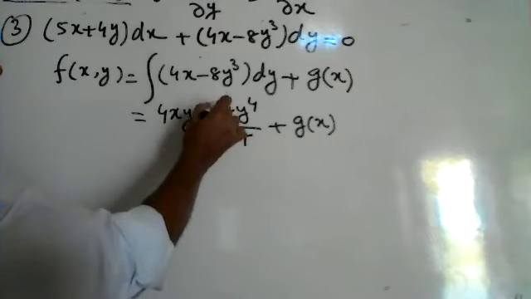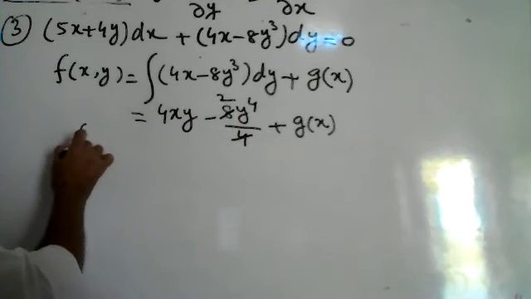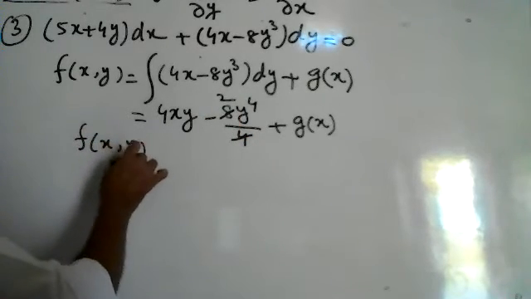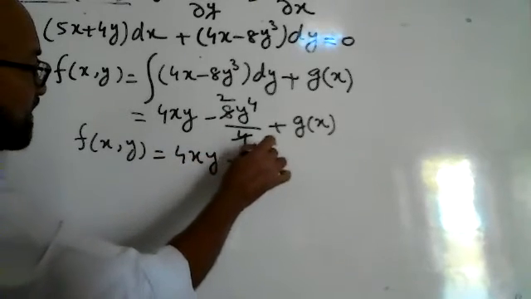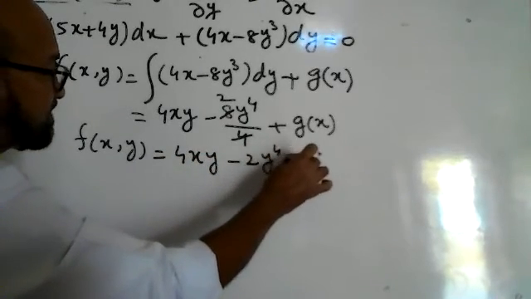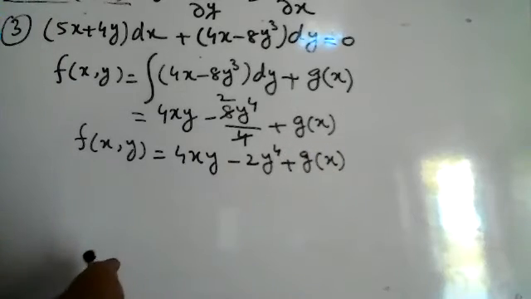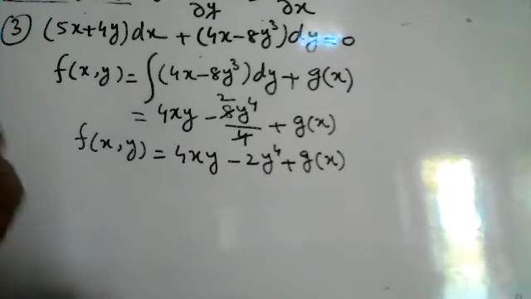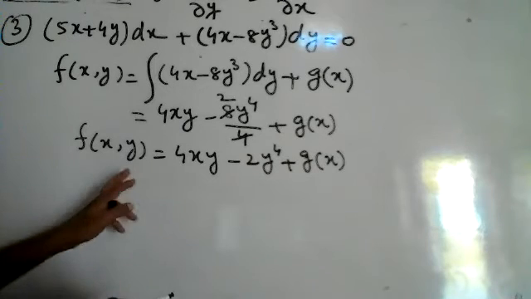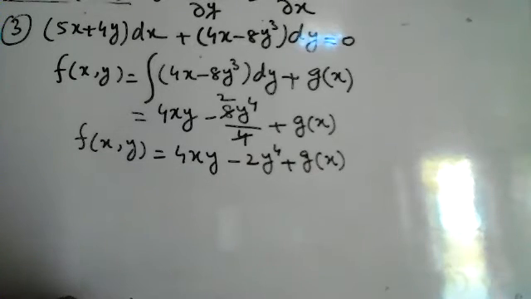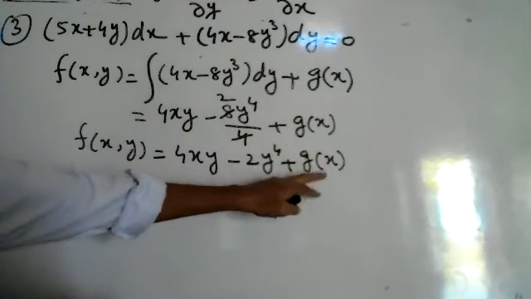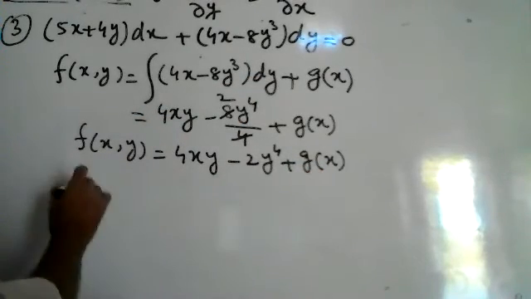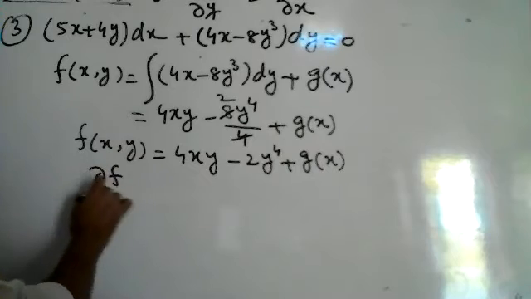It will become 2. So f of xy will become 4xy minus 2y raised to power 4 plus g of x. Now we integrated with respect to y, so we'll differentiate with respect to x. Partial f upon partial x.